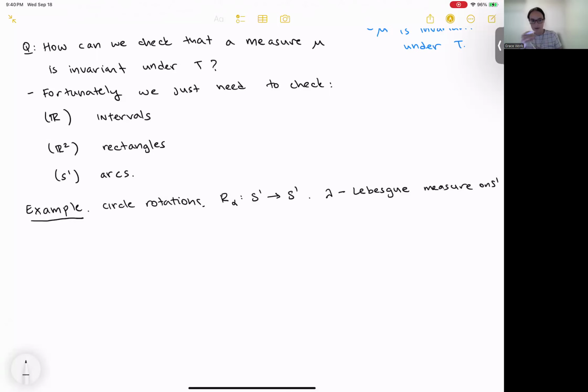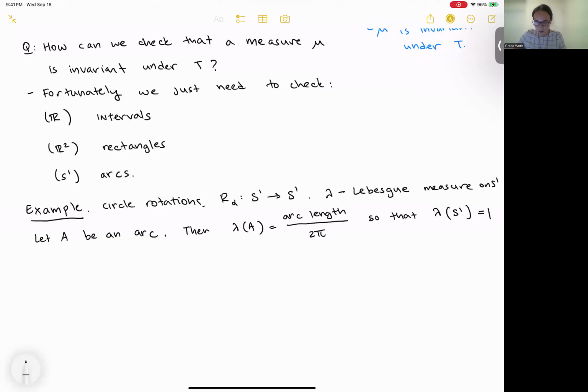So we have our rotation, we have our measure. Let A be an arc. The answer to the question above says we just need to check that this measure, the Lebesgue measure, is invariant under this rotation on these arcs. So the Lebesgue measure of this arc is going to be arc length divided by 2 pi, so that the measure of the circle S1 is equal to 1.